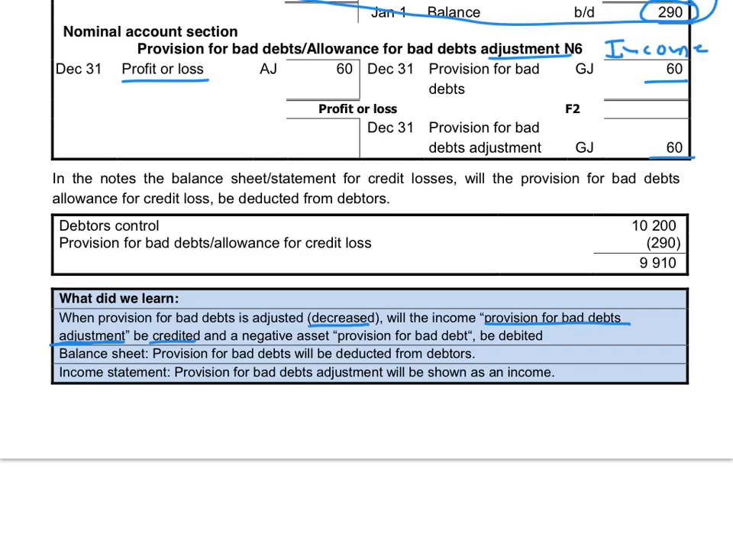If the provision for bad debts increases, then the adjustment account will be debited, and it will be an expense for the business. In the balance sheet, the provision for bad debts will always be deducted from the debtors. In the income statement, the provision for bad debts adjustment, in this case, will be shown as an income, but when the provision increases, it will be shown as an expense.